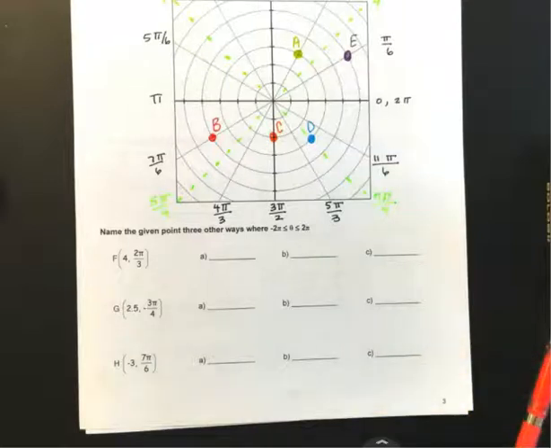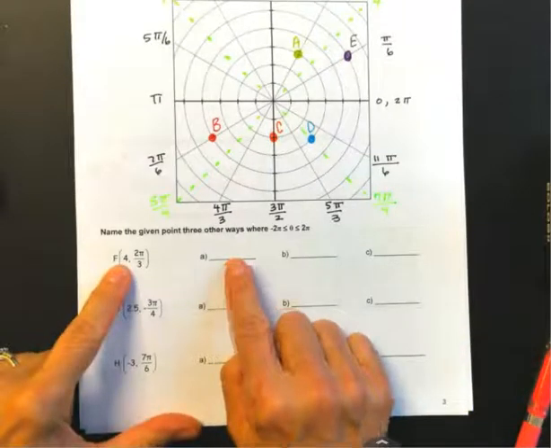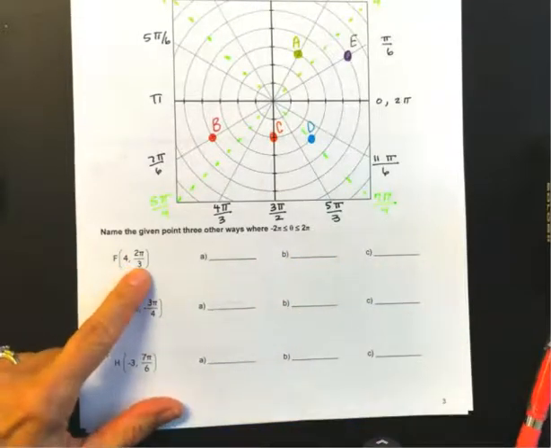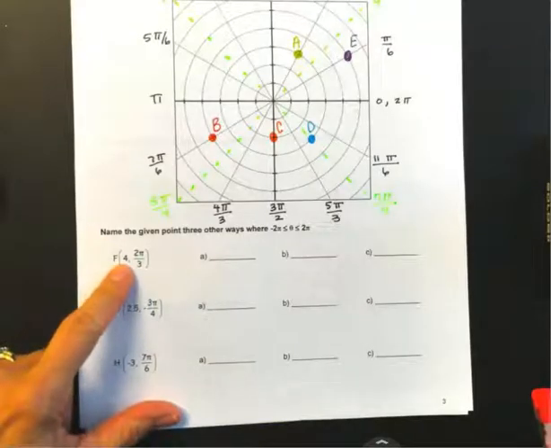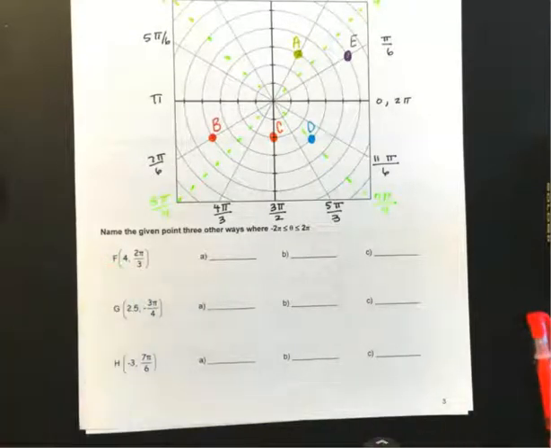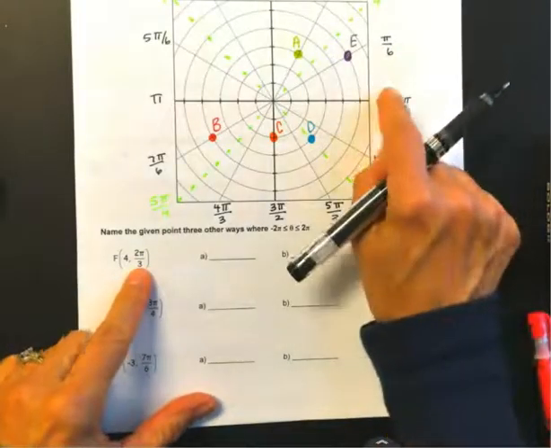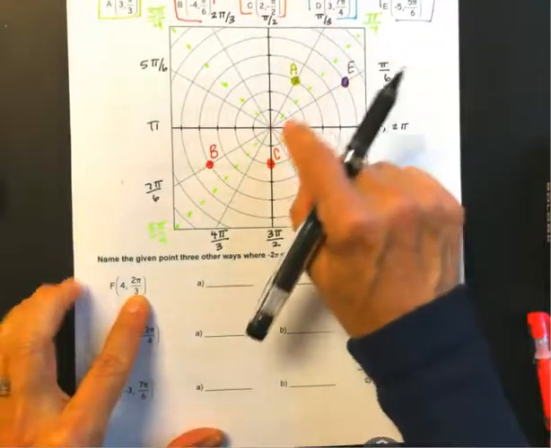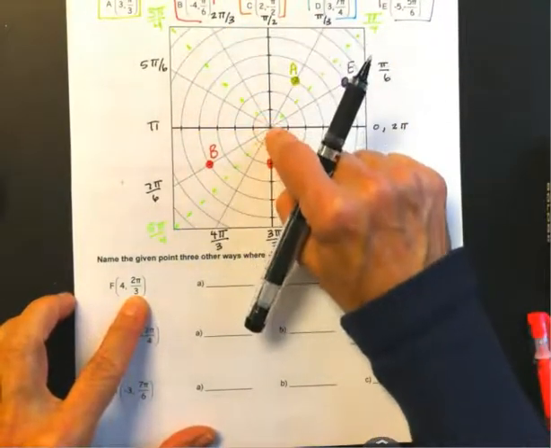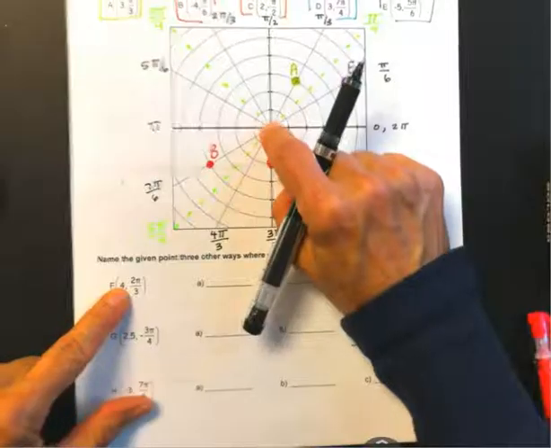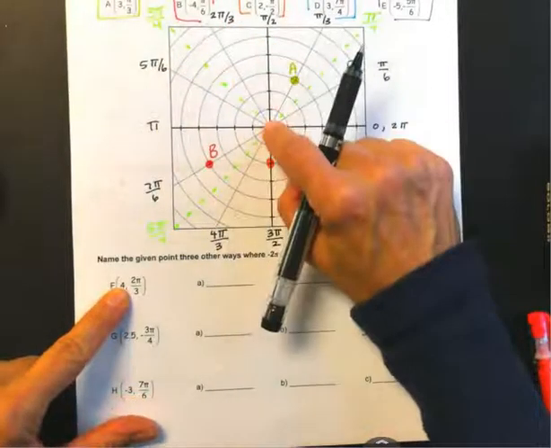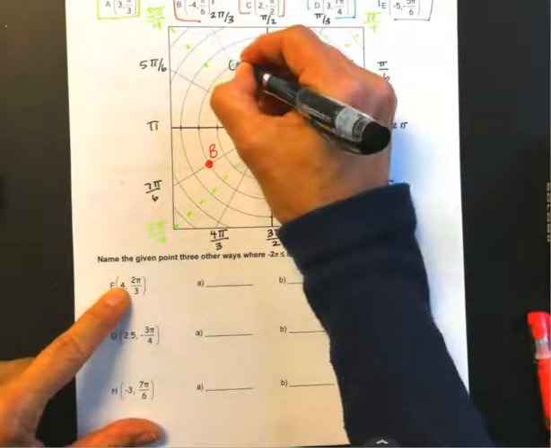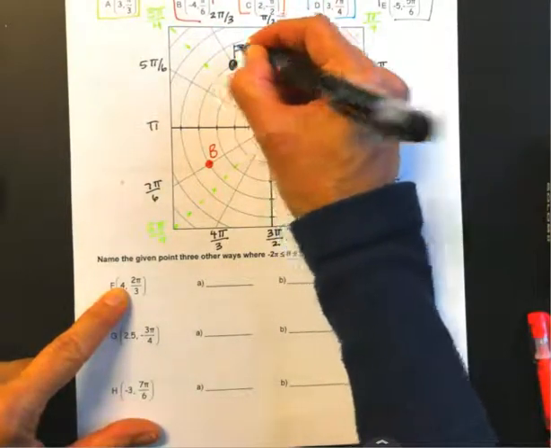Okay, let's continue. Let's take a look at F, but then we're going to come up with 3 more ways to get to the same exact point. So for the letter F, it's going to be 2 pi over 3 and 4 places towards it. So 2 pi over 3, remember, is this line right here. We're going to go 4 places from the pole towards 2 pi over 3. 1, 2, 3, 4. So this is letter F.